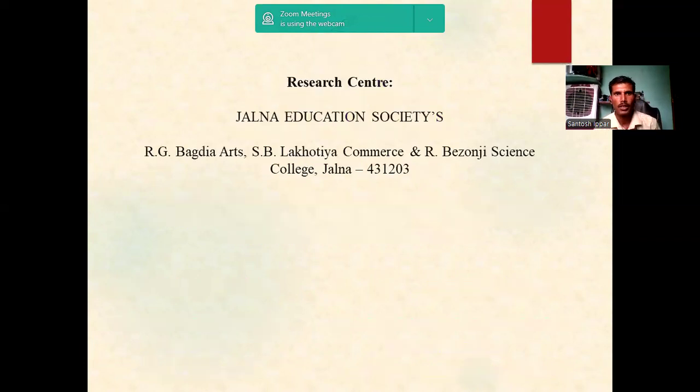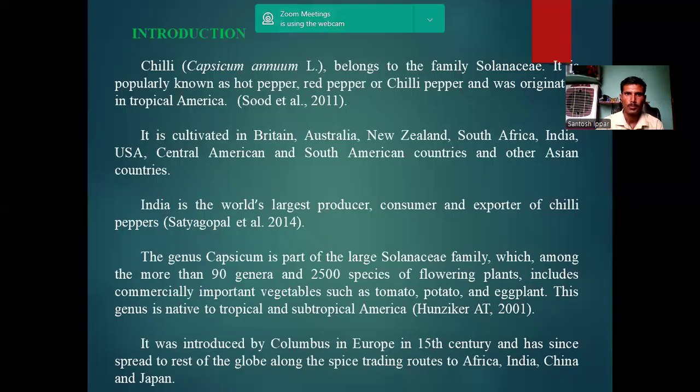My research center is also in Jalna, that is Jalna Education Societies, R.G. Bagdia Arts, S.B. Lakhotia Commerce, and R. Bezonji Science College, Jalna. Now, as we discussed, chili is an important crop because it is used in spices. Chili belongs to the family Solanaceae. It is popularly known as hot pepper, red pepper, or chili pepper, and originated in tropical America.